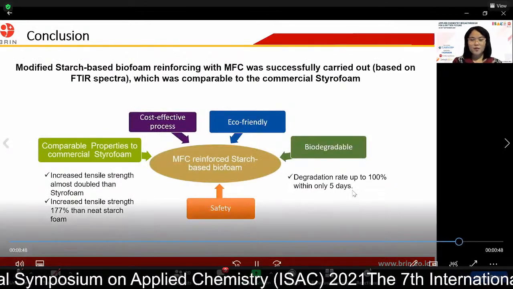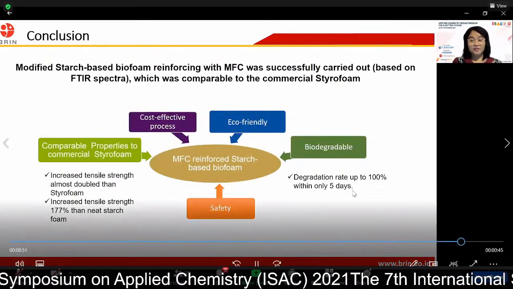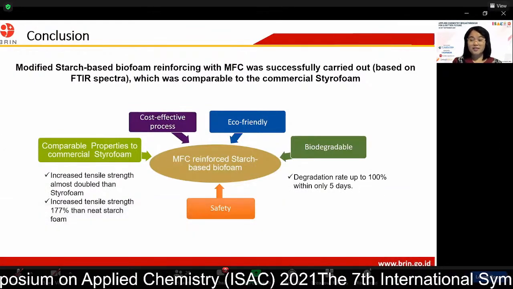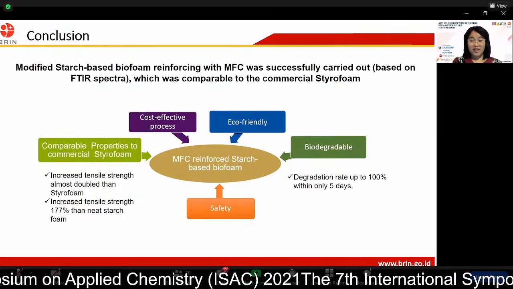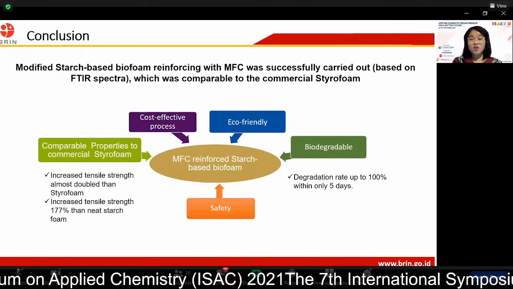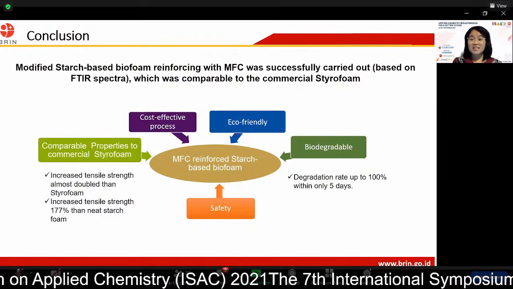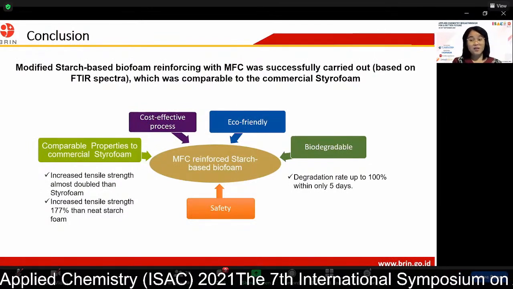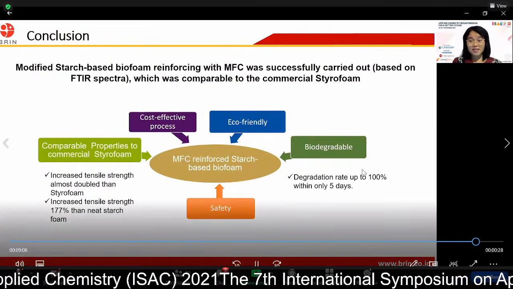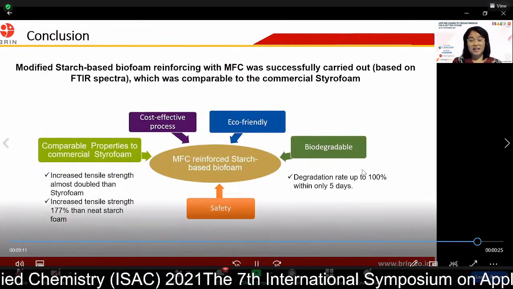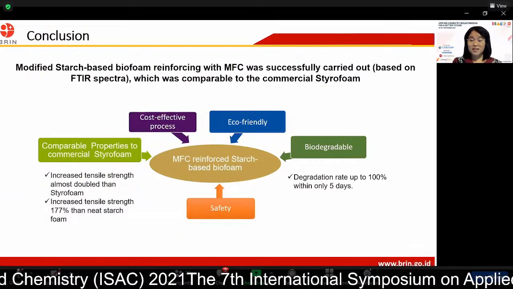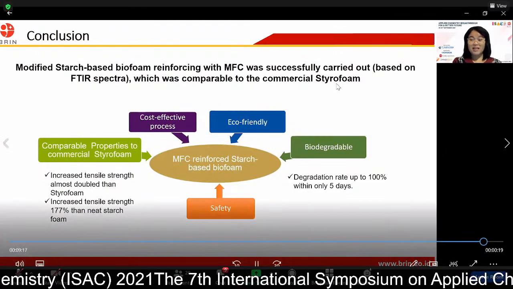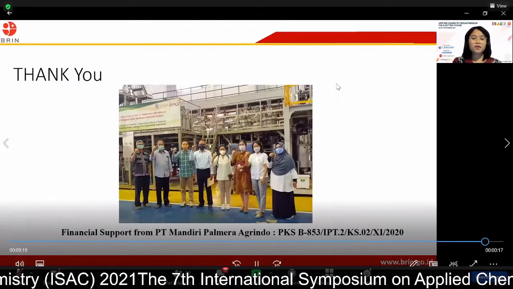So to sum up, we have investigated the effect of microfiber cellulose inclusion into the starch-based biofoam, and we can see that the addition of microfiber cellulose can significantly enhance the mechanical properties while maintaining the biodegradable characteristic and, of course, being eco-friendly. It is also a cost-effective process, giving a promising system for food packaging in the future.